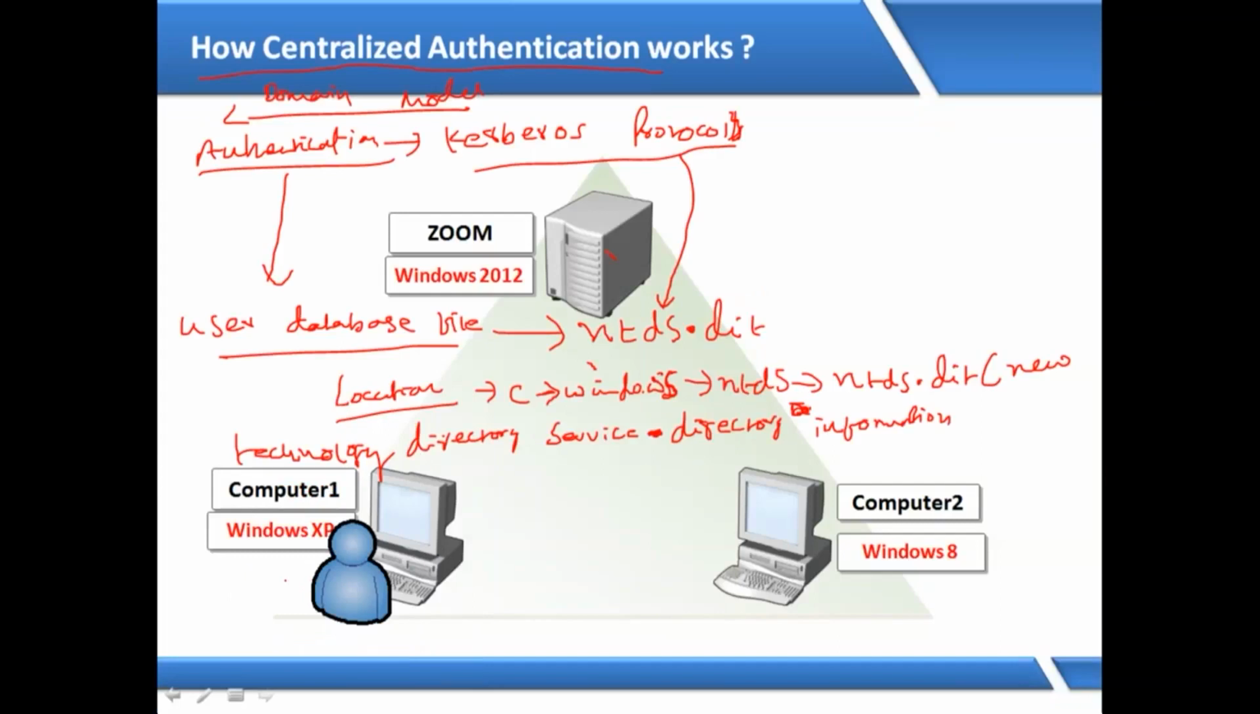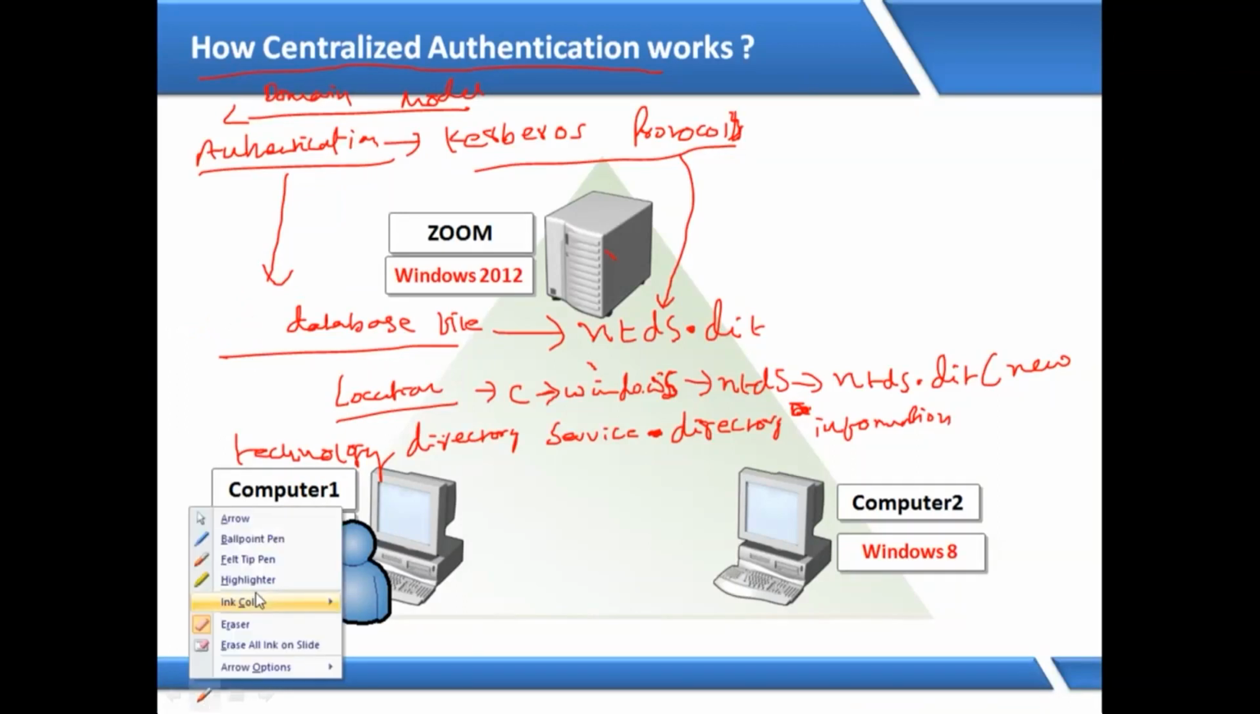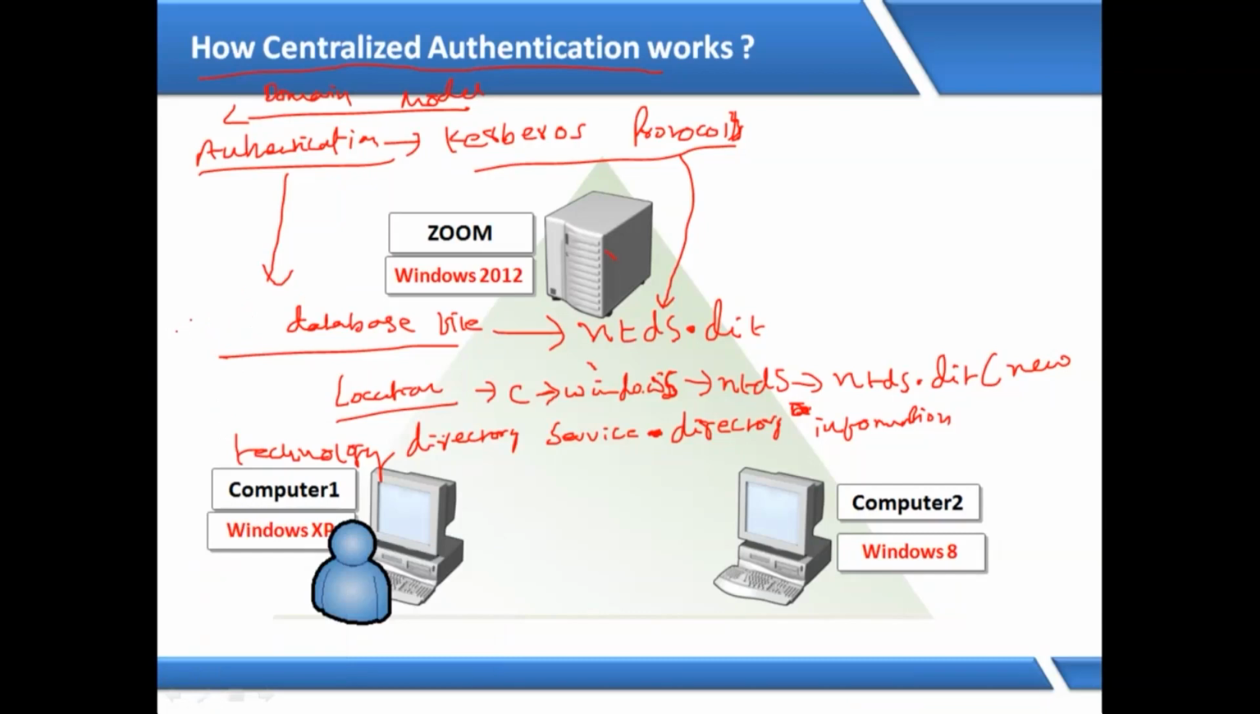Okay, so I repeat once again, a domain model is also called a centralized model or centralized administration. In the domain model, authentication takes place through the Kerberos protocol. Kerberos protocol will check the user detail in the user database file. Or you can say, instead of user, this is a centralized database file. What is the name of that centralized database file where all user information will be stored? It is a centralized database file because this will be present in the DC. So what is the file name? ntds.dit. Full form: New Technology Directory Service, Directory Information Tree.